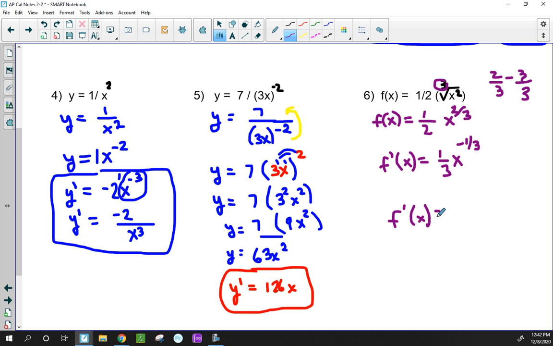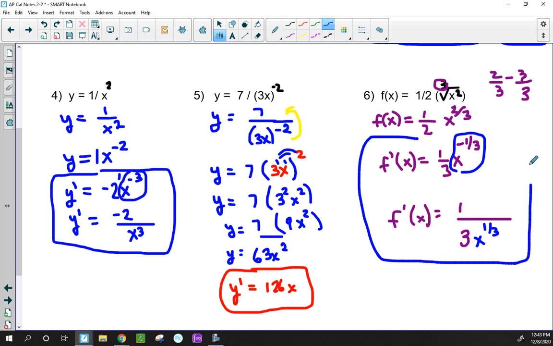And then I'm going to rewrite it just so I have a positive power. I'm going to take this x to the negative 1/3 and relocate it to the bottom, and make it x to the 1/3. And so here's the derivative for that problem.